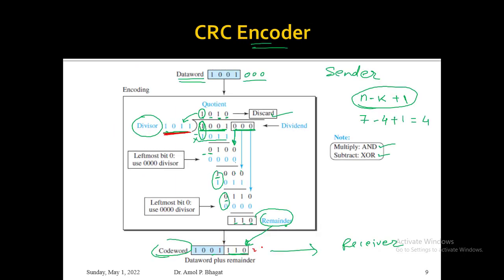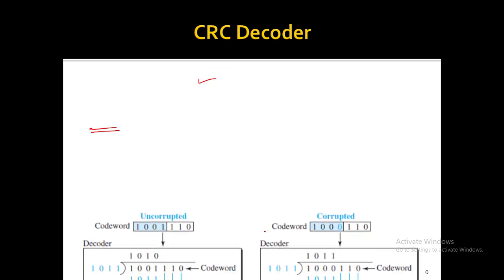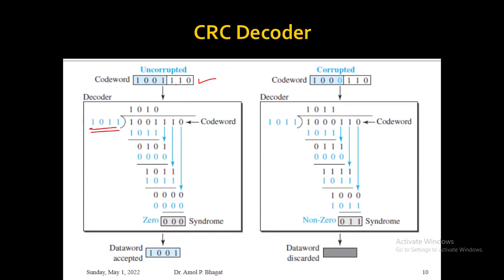10011110 was the code word sent by the sender, so the same code word has been received. Another case is taken here, which is the corrupted code word. Here this bit is corrupted, so it is converted to 0. So this is an invalid code word received, and this is the correct, uncorrupted code word received by the receiver.